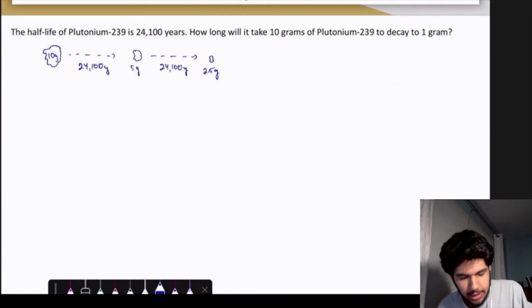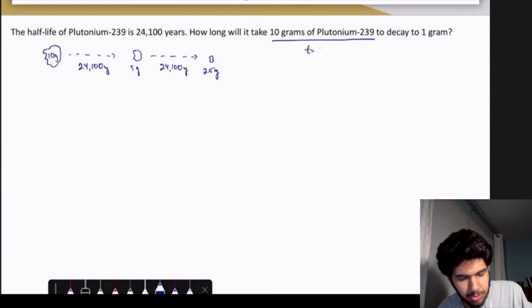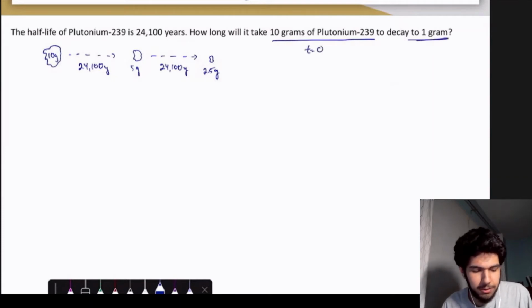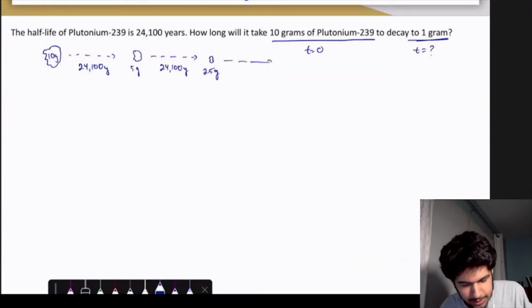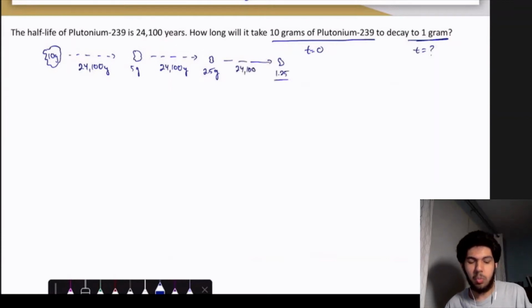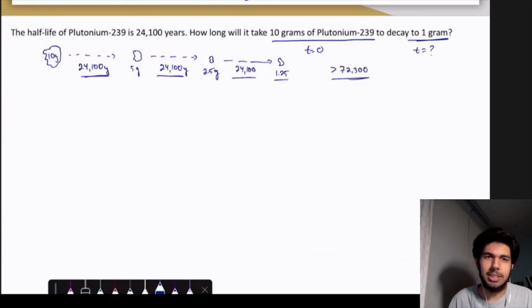So let's say that in the beginning, we have 10 grams of plutonium-239. So we'll say this is at t equals 0. And we want to figure out t equals what, so that we have 1 gram. And we can see that, okay, if we continue this process, next would be like 1.25 grams. That would take another 24,100. So we're not quite at 1 gram, so that means our answer should be larger than the sum of these three, which is 72,300. So if our answer is greater than this, then we know that we've done some things correctly.